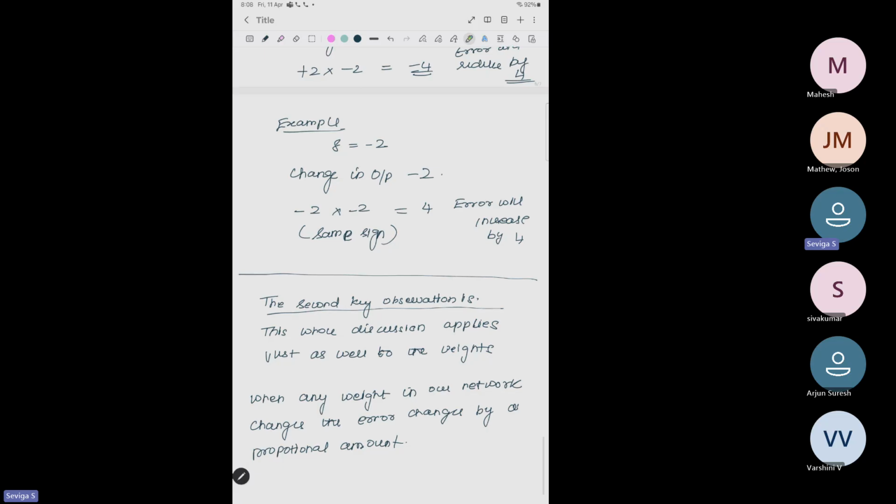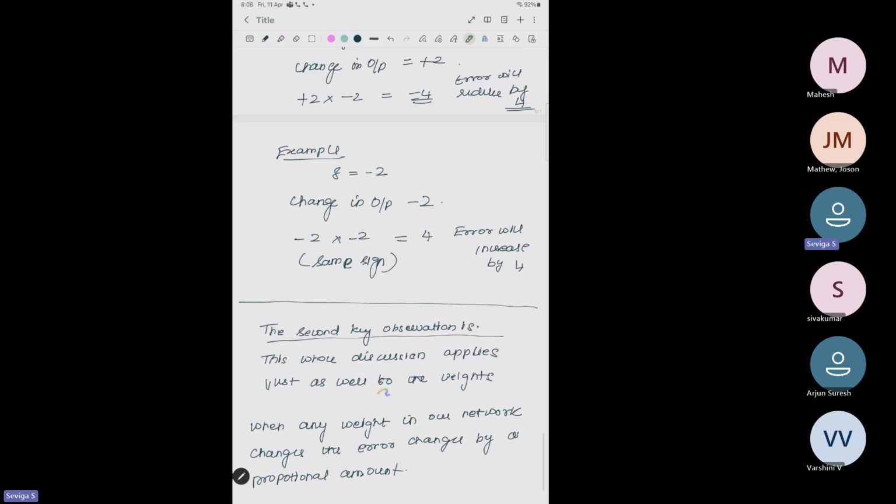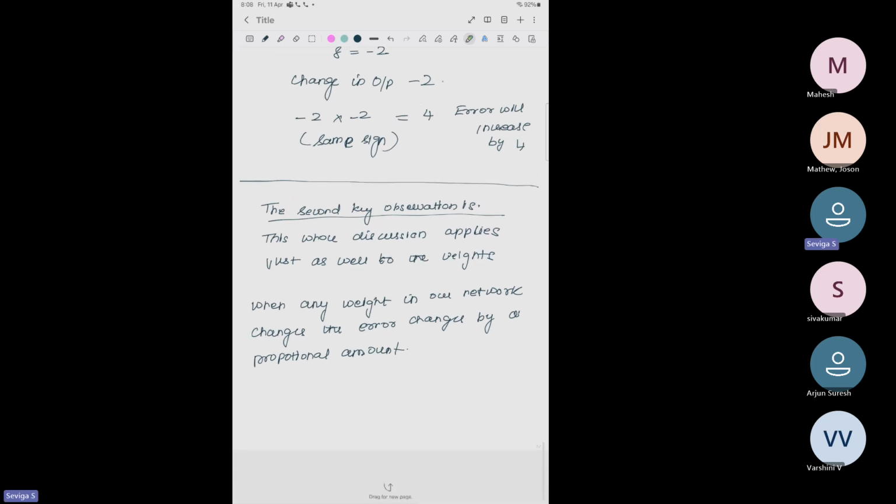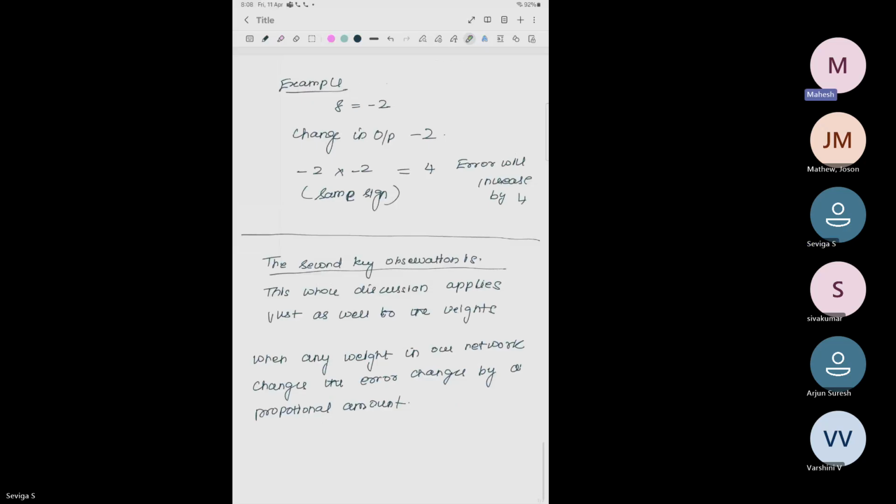This is another thing. And the second observation is that the change in the network's weights is proportional to the change in the network's error. We saw that one. So whatever discussion we have done with the neuron's output is applicable to the change in weights also. So these are the two observations.